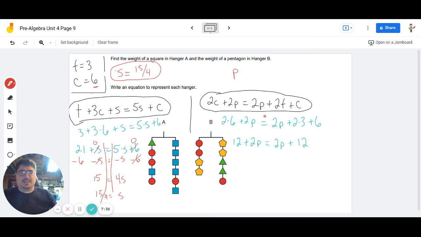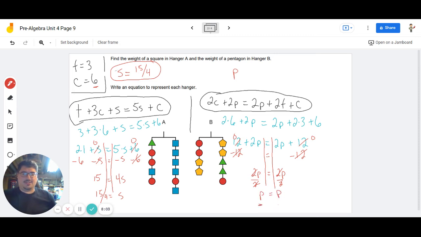And then P on the right-hand side. Let's put our equal sign highway. Subtract 12 equally from both sides, right? Subtract 12. This goes to 0. And this goes to 0. We're left with 2P equals 2P. Well, let's divide each side by 2. Divide by 2. Divide by 2. Cancel, cancel, cancel, cancel. You're left with P equals P.